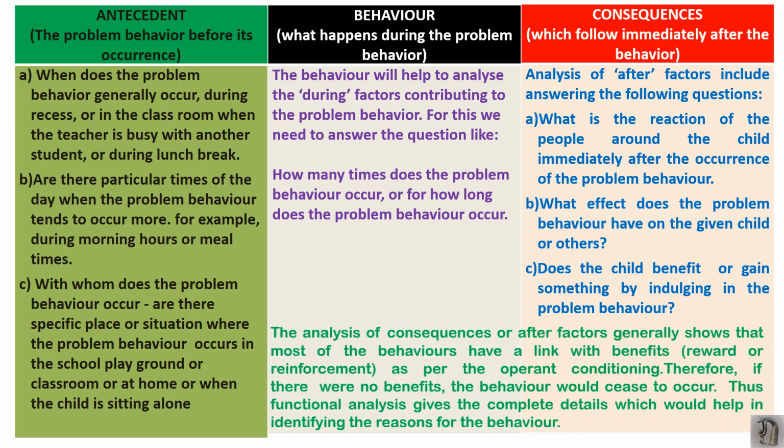Okay, see, the analysis of consequences or after factors generally shows that most behaviors have a link with a benefit, the child will be doing it for the reward or the reinforcement. I think I have already explained this as per operant conditioning. So if there were no benefit, the behavior would not have occurred, because when a child behaves, he behaves for something, he wants something. So if there was no benefit, 100% that behavior would cease to occur.